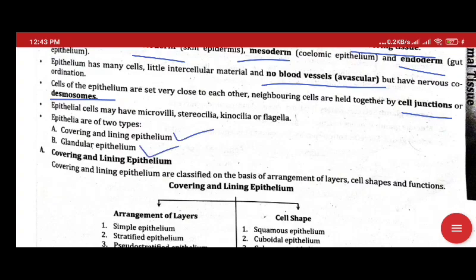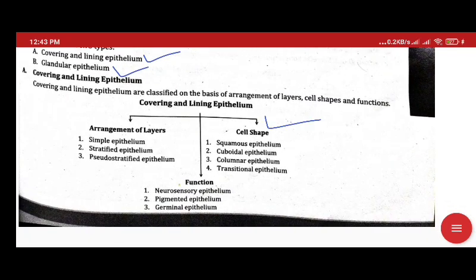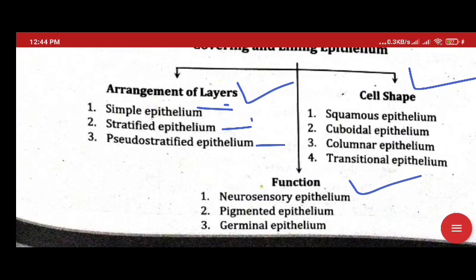Covering and glandular. Now in covering we have three main classifications: arrangement of layers, cell shape and also function. Now arrangement: simple epithelium, stratified epithelium and pseudostratified epithelium. In simple epithelium, cells join on the basement membrane. In stratified epithelium we have different layers above the cell.